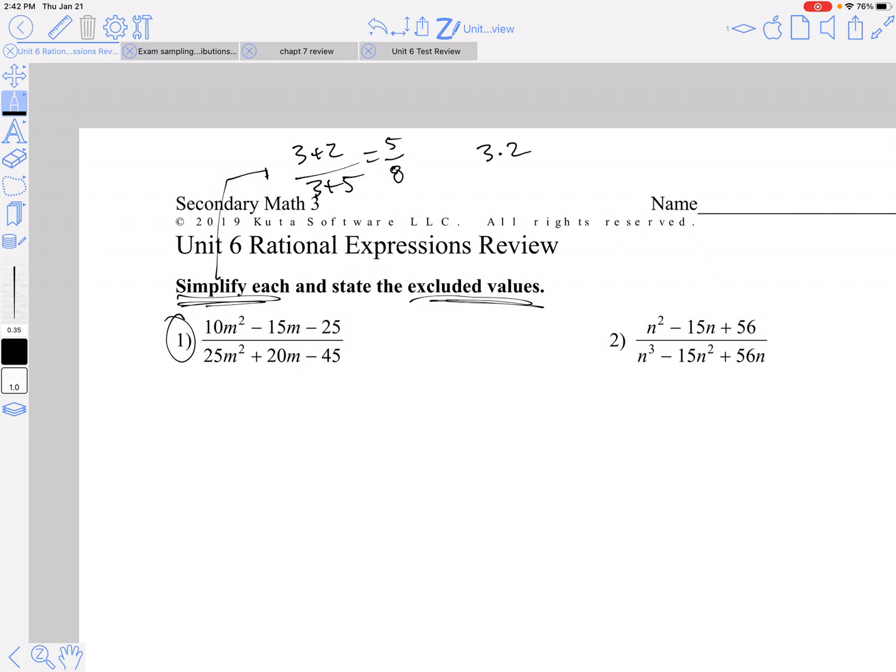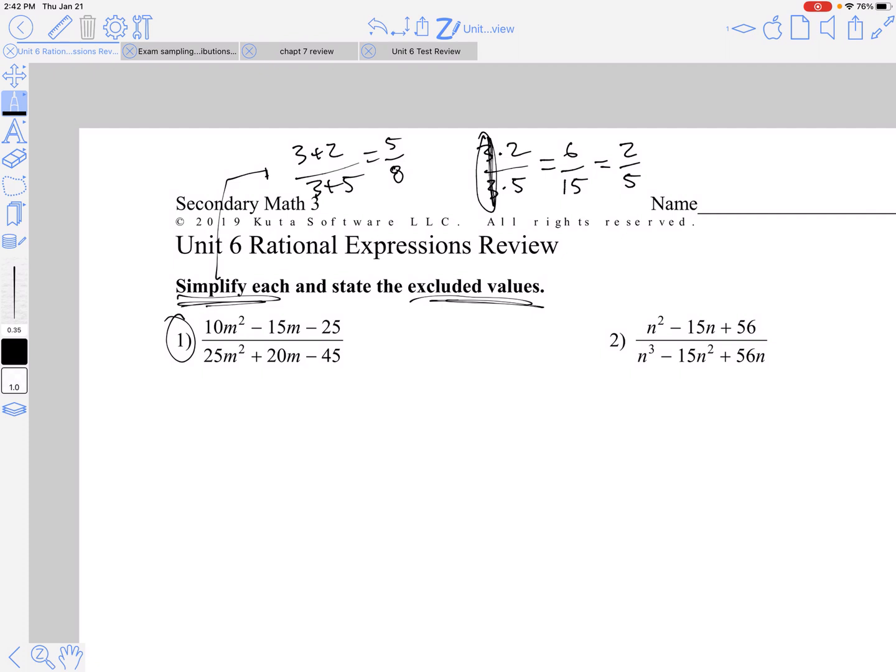So kind of just showing the similarities here. So 3 times 2 is 6, 3 times 5 is 15, which they're both divisible by 3, so we can divide out 3 out of each and be left with 2/5. So because it's held together by multiplication, we can cancel those out.